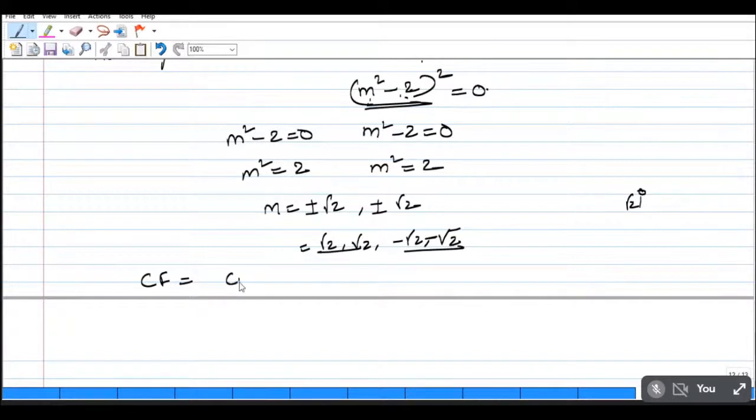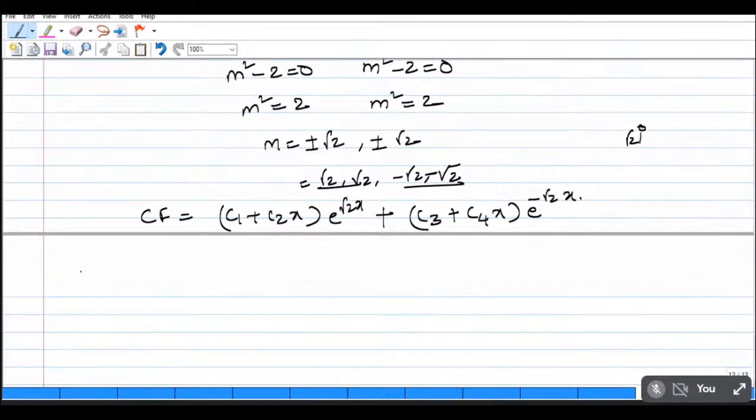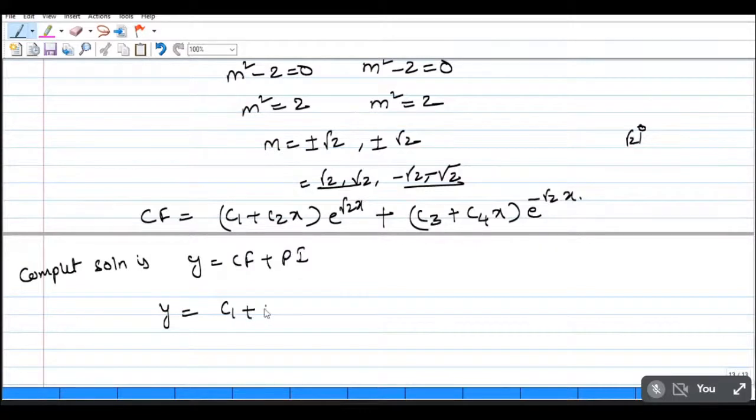C1 plus C2x into e power root 2x, plus C3 plus C4x into e power minus root 2x. Therefore, the complete solution is, don't forget to write this, okay? The complete solution is y equal to complementary function plus particular integral. y equal to (C1 plus C2x) into e power root 2x plus (C3 plus C4x) into e power minus root 2x.